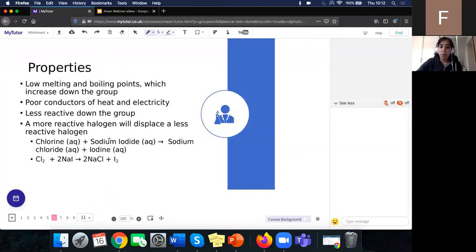So let's think about those properties then. What are they? They have low melting and boiling points, which increase down the group. And that's exactly the same as the noble gases. It's because of covalent bonding. So remember that the halogens go around as pairs.